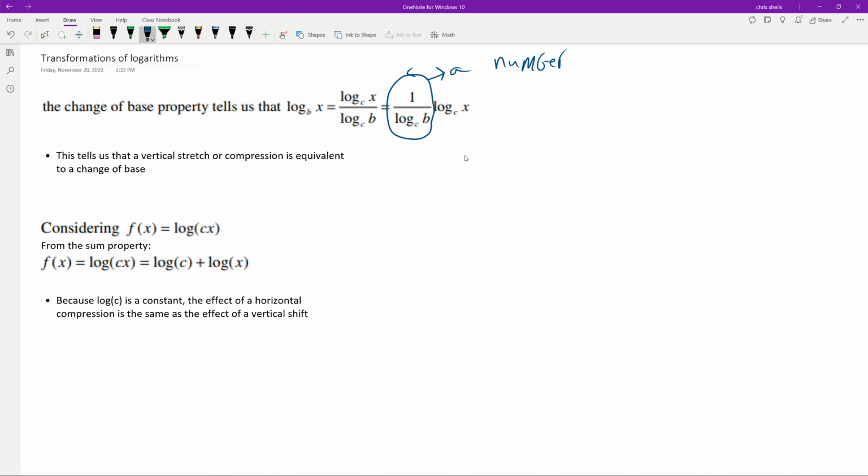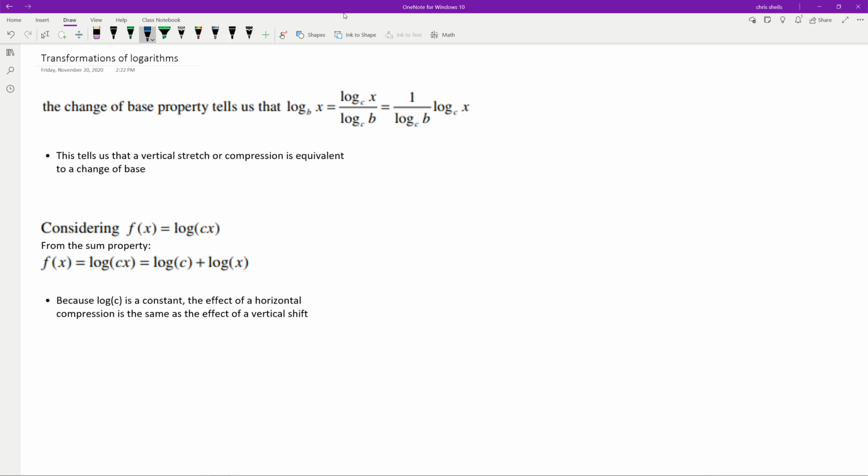So this is just a number times a logarithmic function. This tells us that a vertical stretch or compression, which is exactly what this is on the right-hand side, right? We're multiplying a logarithm by some number, meaning we're vertically stretching or compressing it. This is the same as a change of base, which is what we had on the left-hand side here, whenever we're dealing with logarithms.